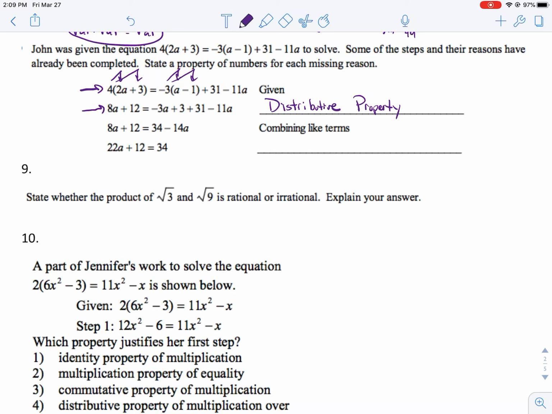The next one, they just combined like terms. Nothing on the left here, but on the right, they combined the 3 and the 31 and the 2 a's. So that is combining like terms. That's what they did for that step. And then I want you to take a look at this one right here and this one right here. What is different?